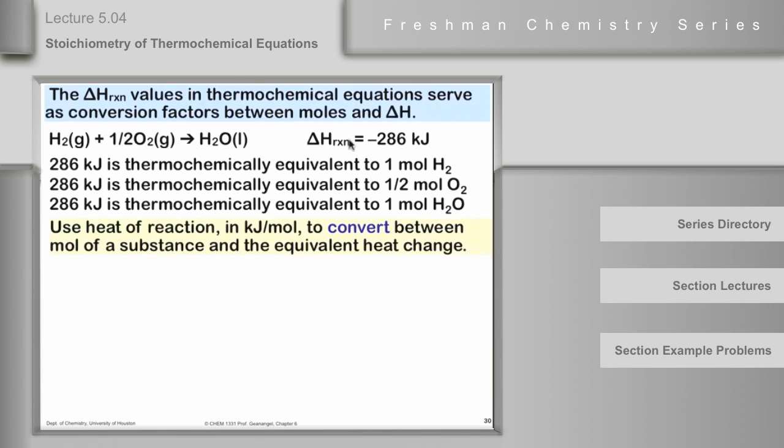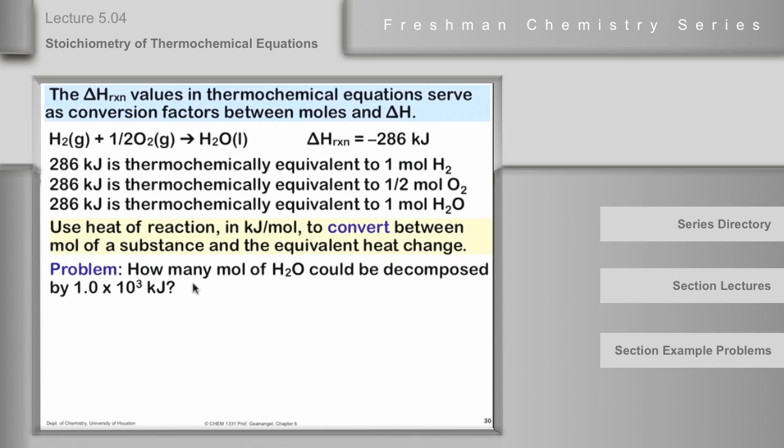So we could use this delta H of reaction to convert between moles of a substance and the equivalent heat change. Let's suppose we wanted to know how much of a particular type of alcohol we would have to burn in a furnace to make a certain quantity of heat. Well, you would take the amount of heat that you wanted and work backwards using the balanced chemical equation for the combustion of the alcohol, expressed as a thermodynamic equation, to calculate the amount of the alcohol you'd have to use. Here's a simpler one.